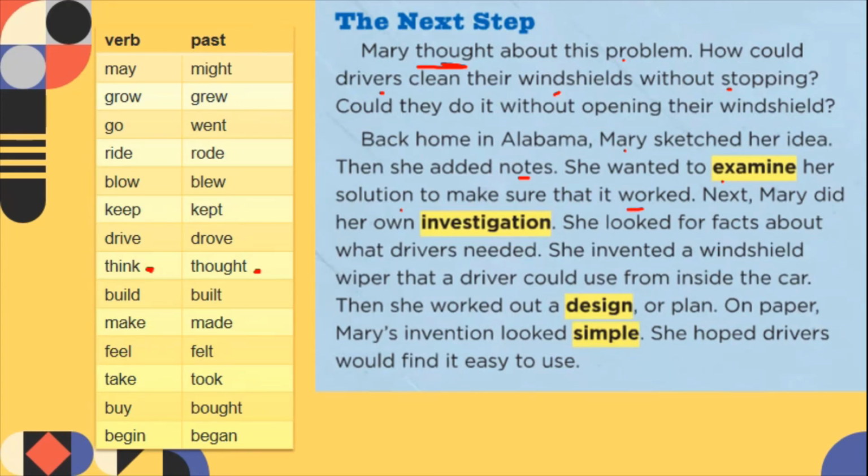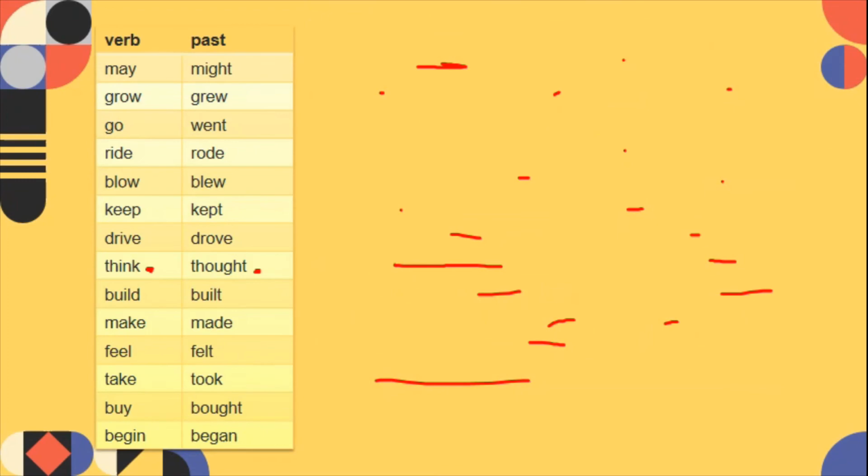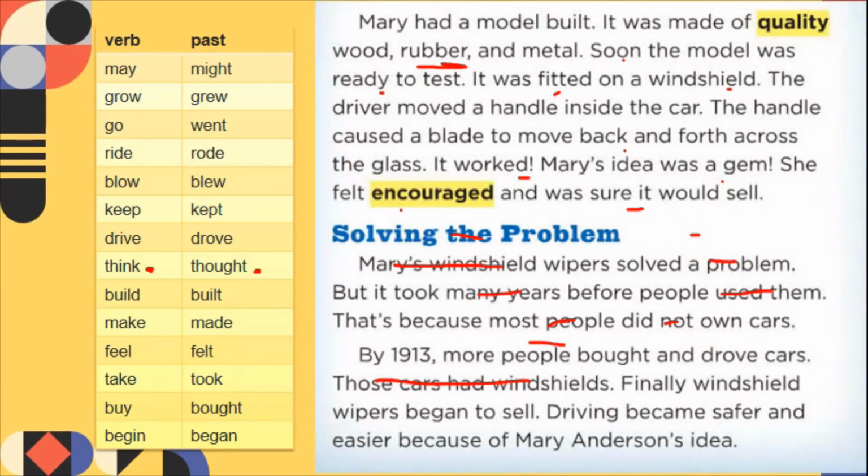Next, Mary did her own investigation. She looked for facts about what the drivers needed. She invented a windshield wiper that a driver could use from inside the car. Then she worked out a design or plan on paper. Mary's invention looked simple. She hoped the drivers would find it easy to use. So we do not have any other verb in past. Let's move to the last one.